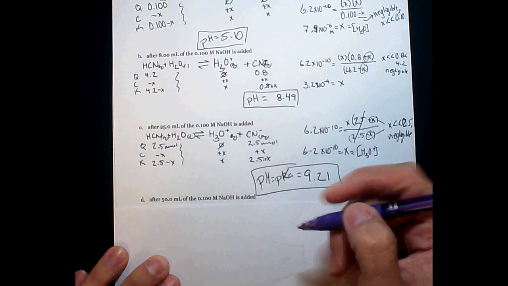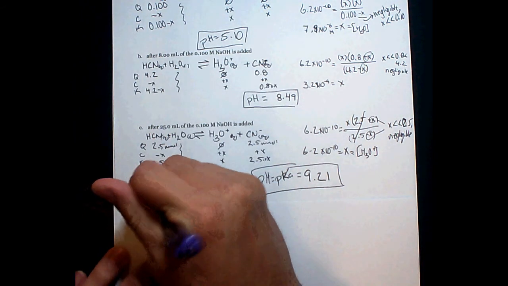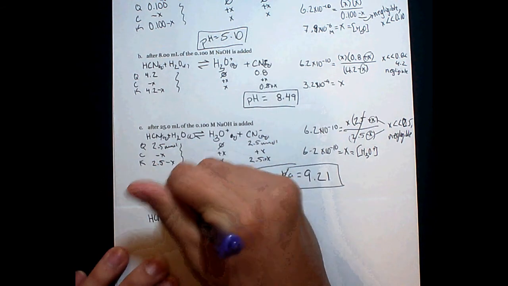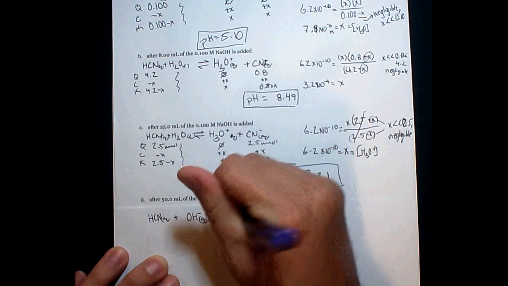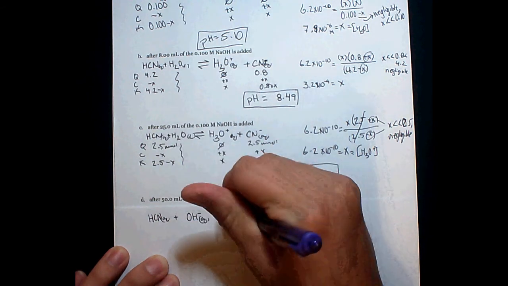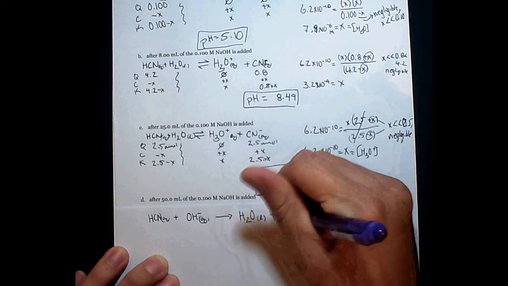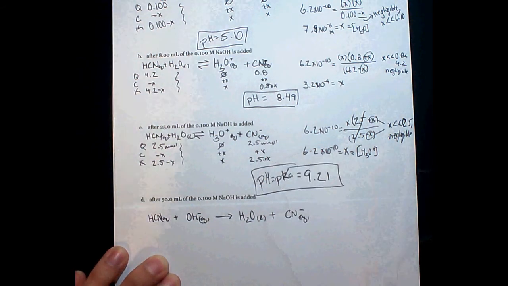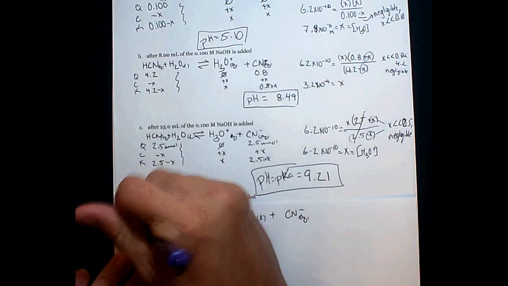So the first thing we need to do is stoic. We're going to take that HCN, which is aqueous, and add to that the hydroxide ion from the sodium hydroxide, but the sodium is not going to do anything. That is going to make water, which is a liquid, plus that CN minus aqueous, which is our conjugate base in the reaction. If we're doing stoic, it's a RICE table.